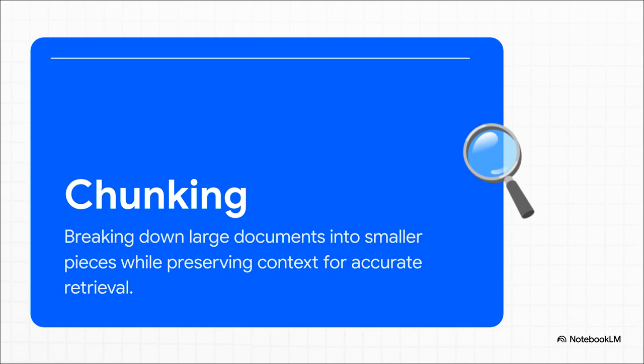So, what is this magic? It's a process called chunking, and it's really simple in theory. It's just the art of breaking down your big, messy documents into smaller, more manageable, bite-sized pieces. The trick is to make them small enough for the AI model to handle, but big enough that they still make sense and keep their original meaning. Honestly, it is the single most important first step you can take in a RAG pipeline.